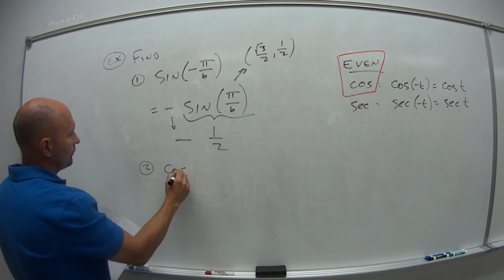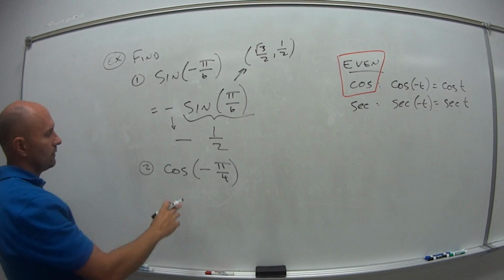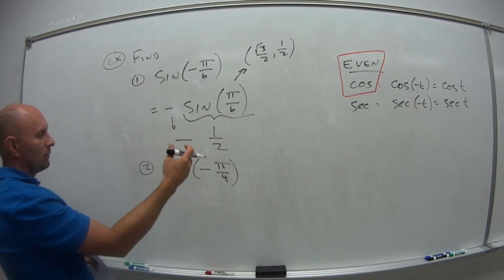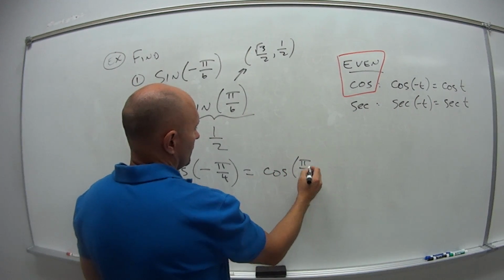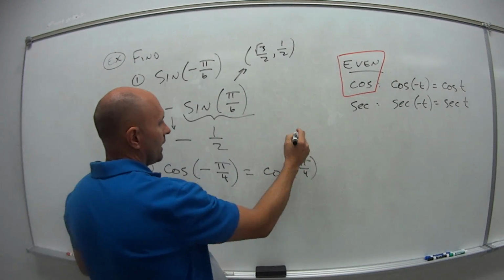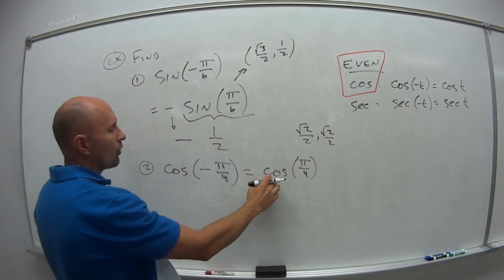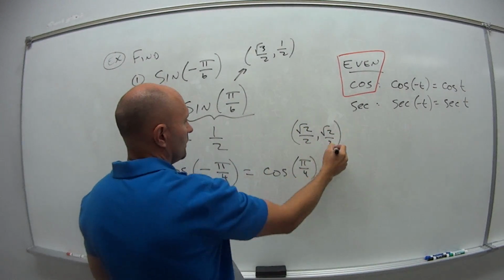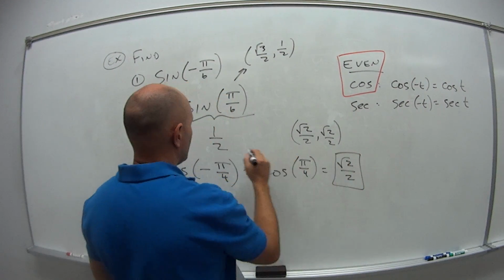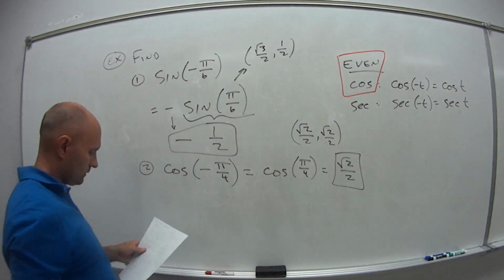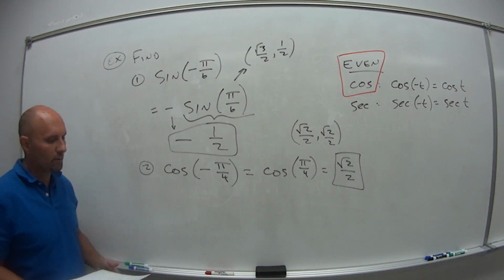What if I have cosine of negative pi over 4? Well, the negative sign's inside, but it's an even function, which means this is the same thing as just cosine of pi over 4. We know pi over 4 has coordinates square root of 2 over 2, square root of 2 over 2. Cosine refers to the x value. So this whole thing is just square root of 2 over 2. So a couple quick examples for you. What does it mean, even, odd? How do we apply it?